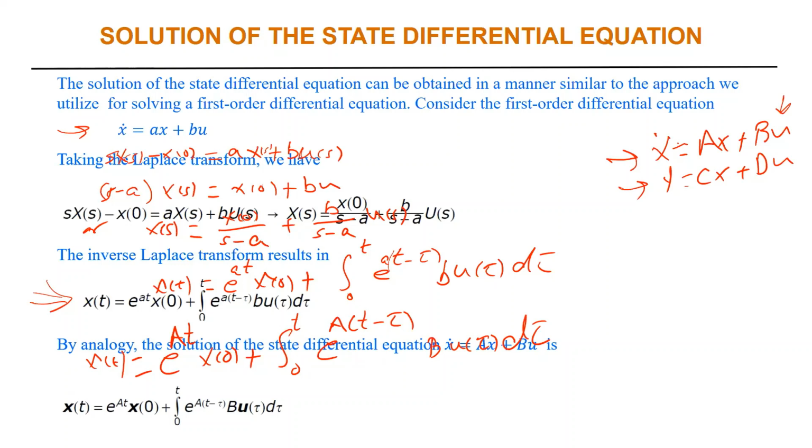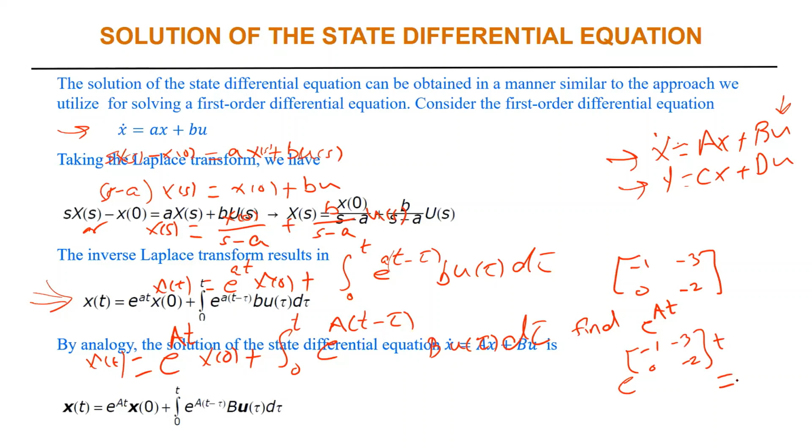Okay. The problem is, suppose A equals [-1, -3; 0, -2]. Find e to the AT. What does T equal to? That's basically e to the [-1, 0; -3, -2]T. What does this equal to?